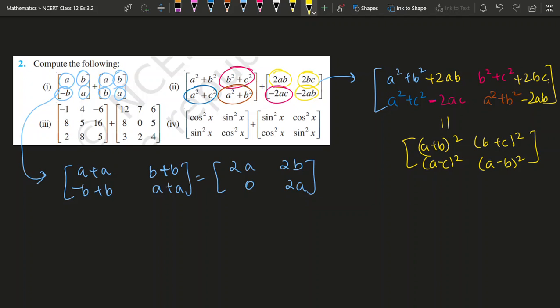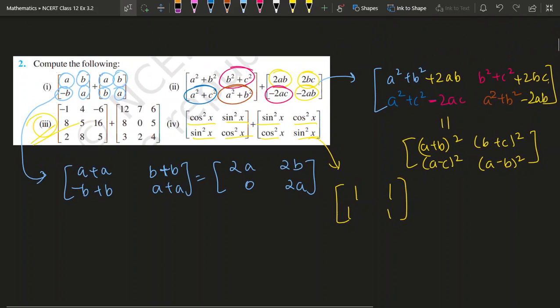And similarly, in the last one, you would get cos squared plus sine squared, which is 1. Sine squared plus cos squared is still 1, and cos squared plus sine squared is still 1. So you get 1, 1, 1, 1. And that's it for problem number 2.